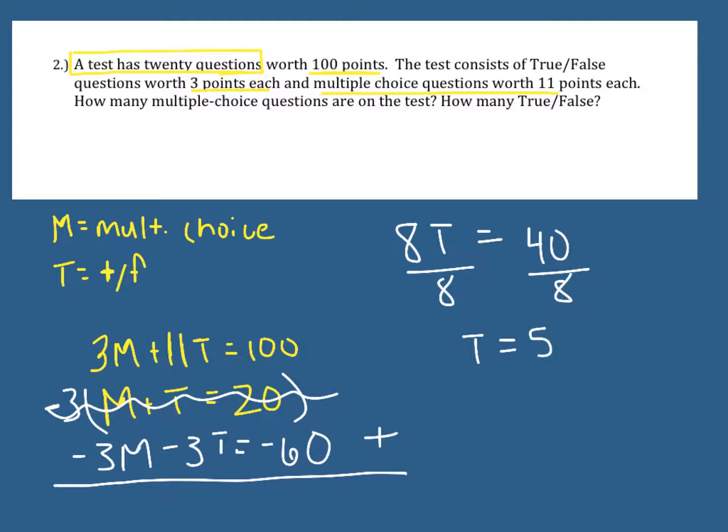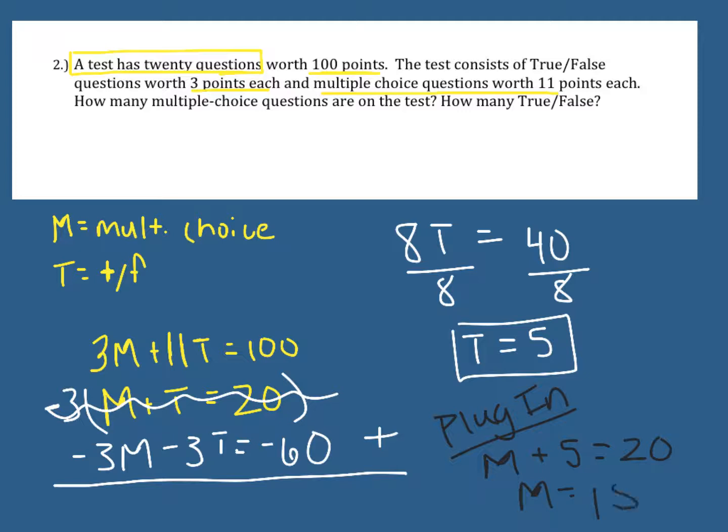So if we plug that back into our equation, one of the 2, it doesn't matter. I'm just going to plug it into the bottom one. So we have M plus 5, and you guys can probably do this in your head, equals 20. So if we subtract 5, that means we have 15 multiple choice questions. So there are a total of 5 true-false, 15 multiple choice, which would equal 20 total questions.